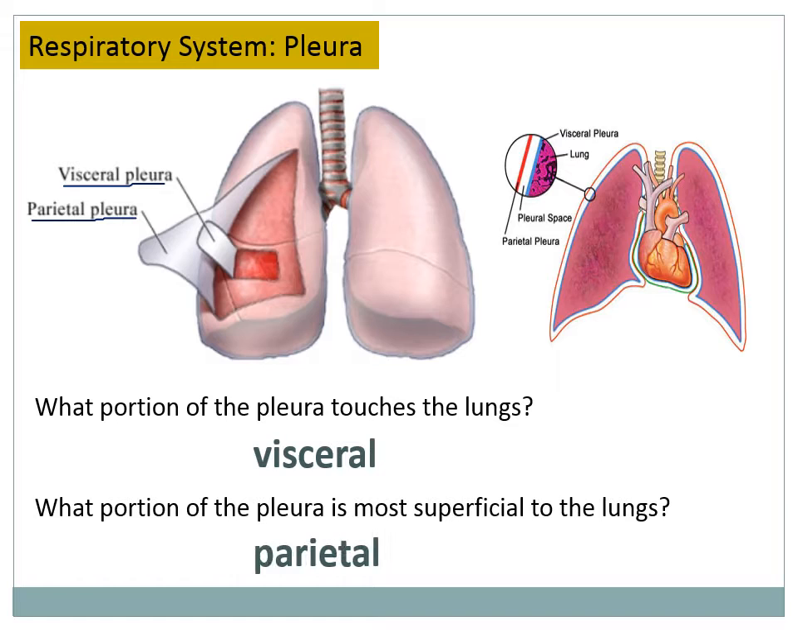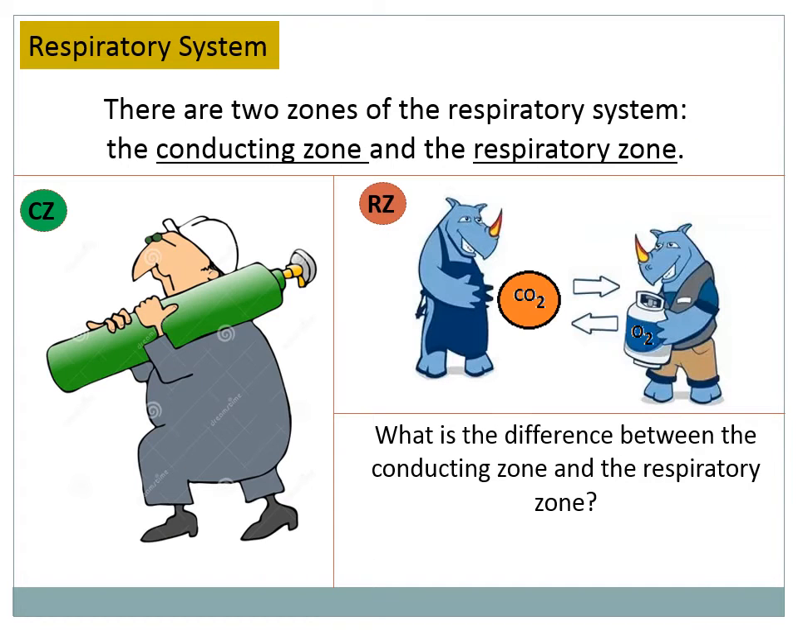That's the parietal. Remember, we've talked about this in the past. Visceral is very personal. It's all up on top of you. And your parietal is more superficial for you. All right, so now we're going to get into the respiratory system a little bit more.